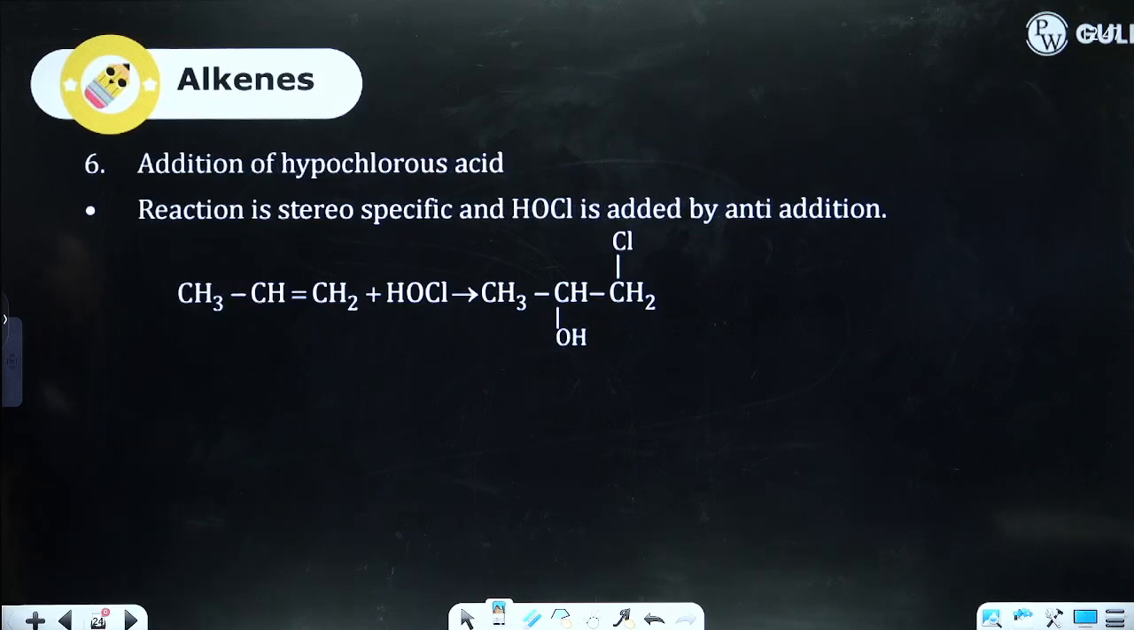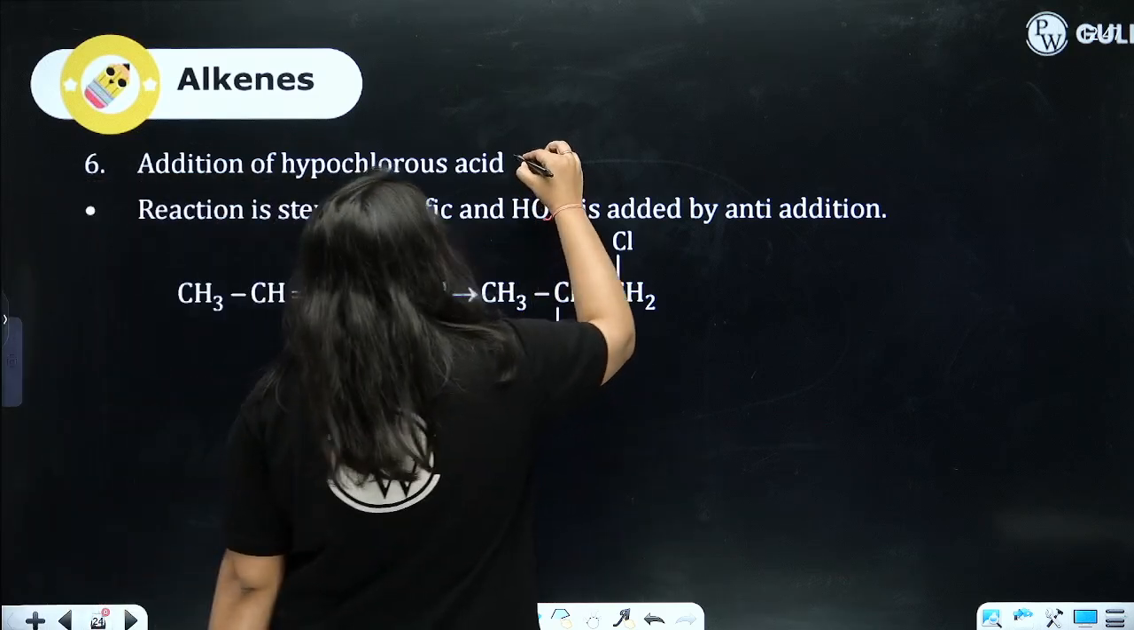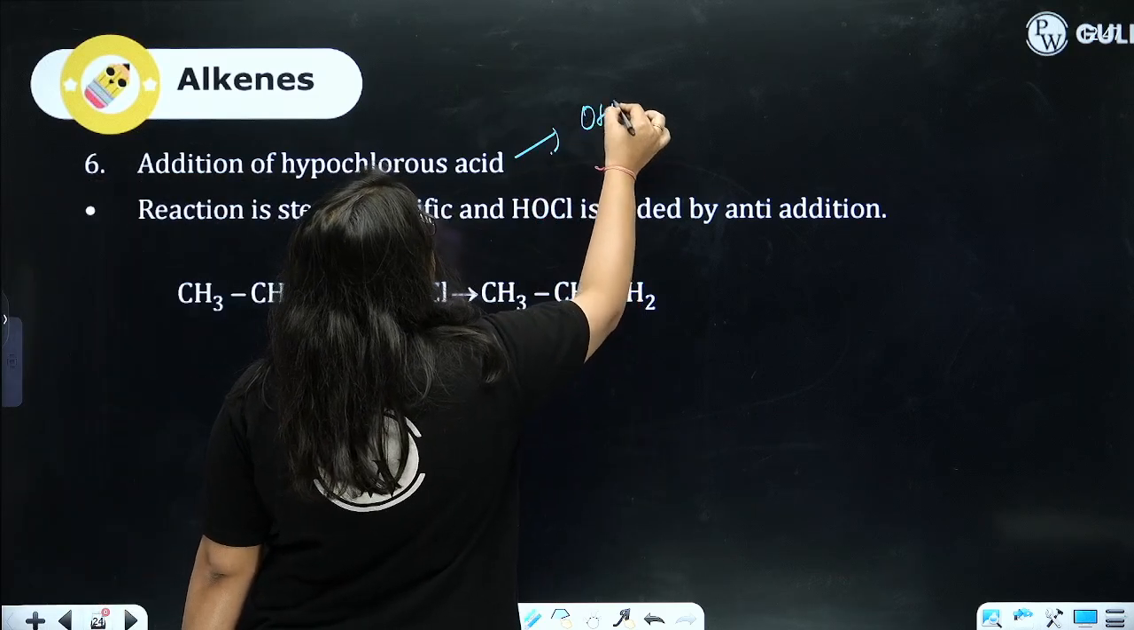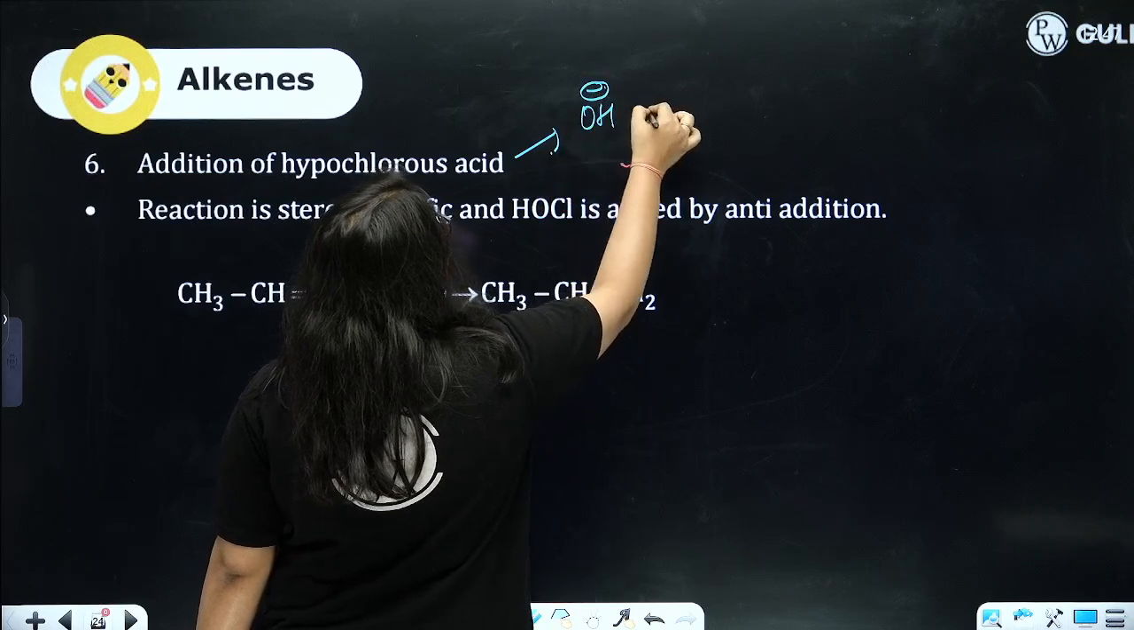Addition of hypochlorous acid. Even this follows Markovnikov's rule. It is nothing but OH minus Cl.